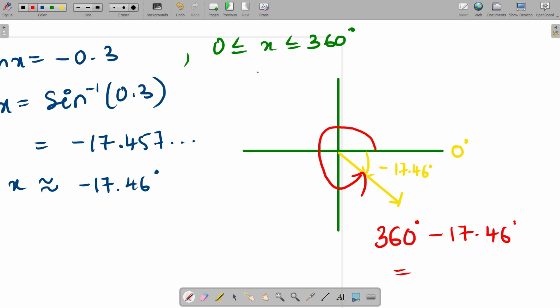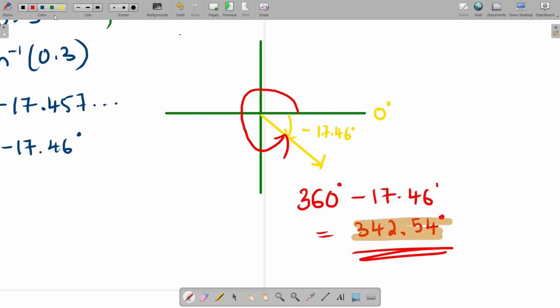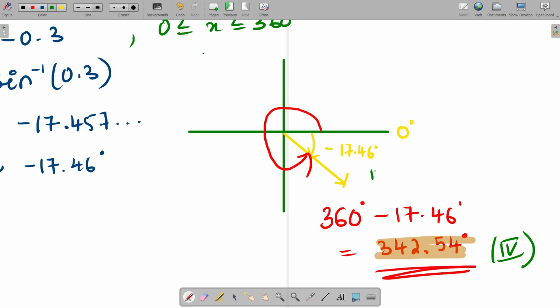Okay, so let's do that. So 360 minus that, I got the value as 342.54 degrees. Okay, now, if you notice, this particular angle that we got just now lies in which quadrant? It lies in the fourth quadrant. And the fourth quadrant is where cos is positive. Only cos is positive, right? Now, we got an angle which is in the fourth quadrant.